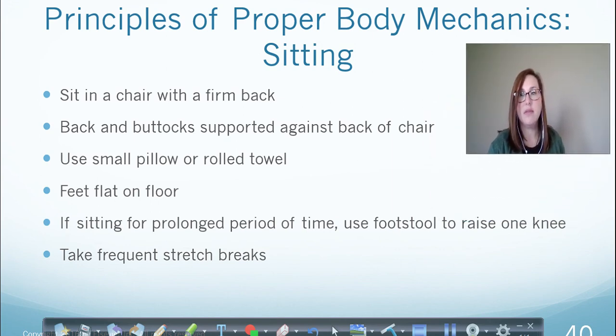Sitting. When you're sitting in a chair, you want to make sure it has a firm back and that your back and buttocks are supported by that chair. A small pillow or a rolled towel on the lower part of your back can provide some lumbar support, which sometimes helps. Making sure your feet are supported by having them flat on the floor. Sometimes using a footstool can help if you're sitting for long periods of time, and taking stretch breaks is important.